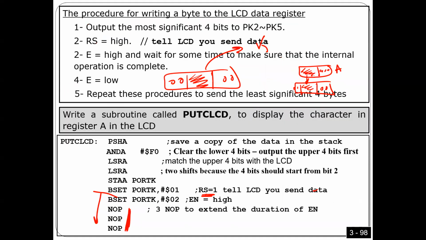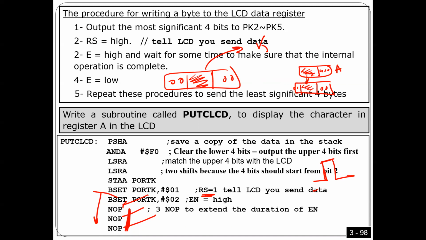There is one instruction. This instruction is called no operation. NOP means no operation. It's a command, and this command doesn't do anything. Why? Because this command wastes 1 cycle. I use it just to waste 1 cycle. You got what I'm saying? So this one is going to waste 1 cycle, so I'm going to waste 3 cycles. Why? Because I want to keep it high for some time before I lower it. You got what I'm saying? Anyway, any questions? So this is the first part.